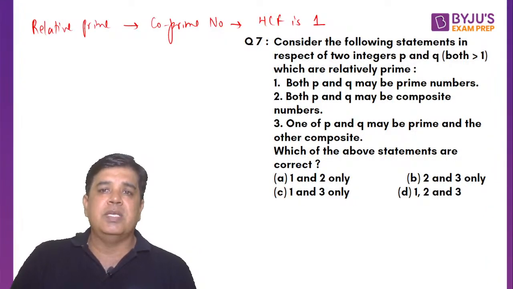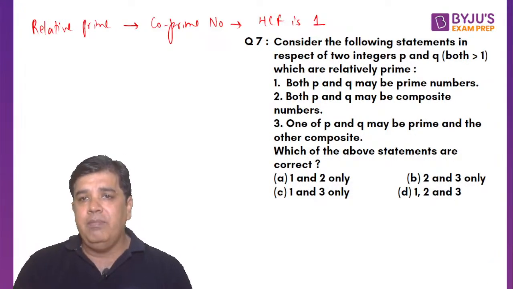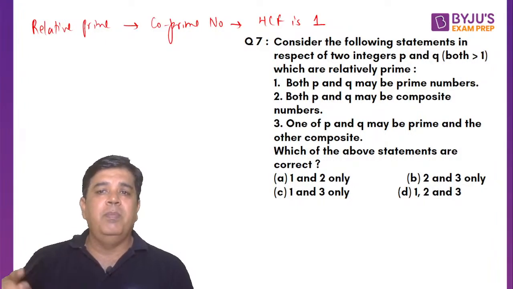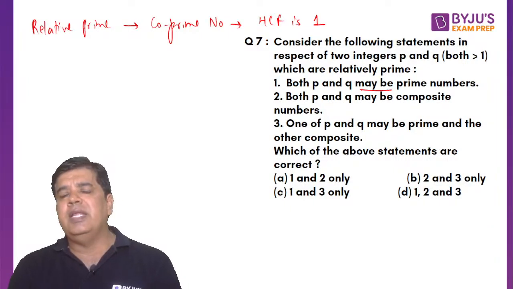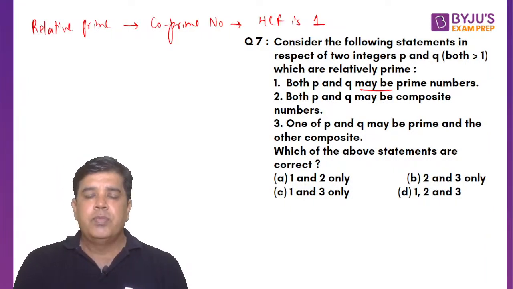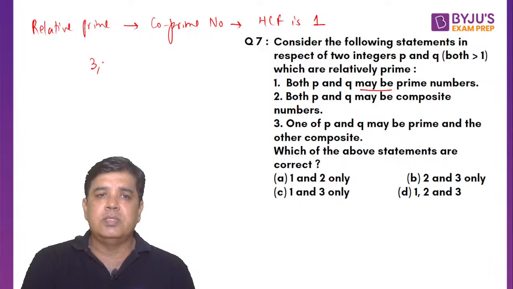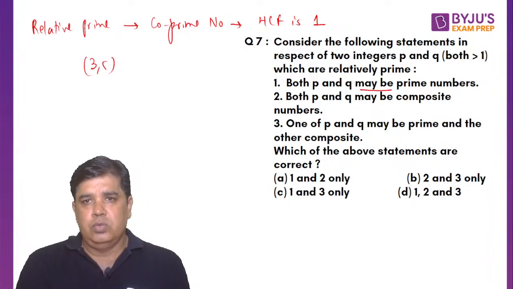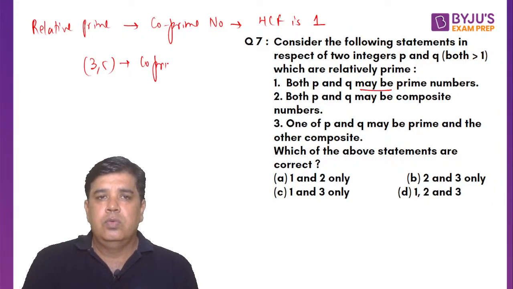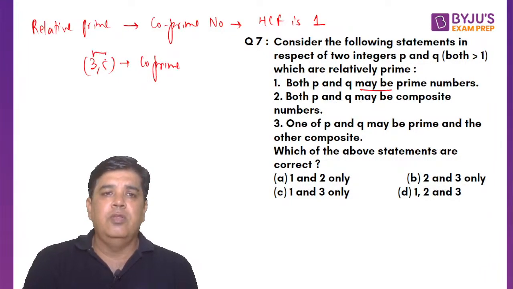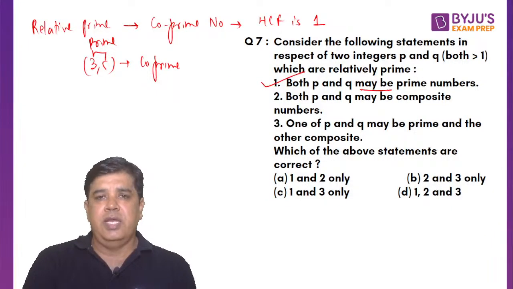Okay, first statement says that if they are co-prime, then both P and Q may be prime numbers. Maybe, right? So yeah, this is a possibility that 3 and 5 both are prime numbers, right? They both are prime numbers and they are co-prime also, right? So yeah, this possibility is there.